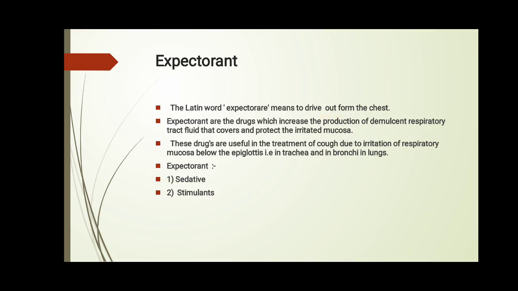Expectorants are the drugs which increase the production of demulcent respiratory tract fluid that covers and protects the irritated mucosa. Mucus is a gummy-like substance or phlegm or sputum. These drugs are useful in the treatment of cough due to irritation of respiratory mucosa below the epiglottis, that is in the trachea and in the bronchi in the lungs.